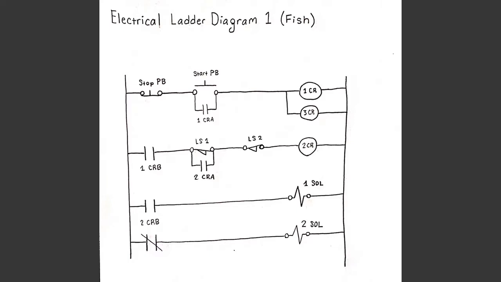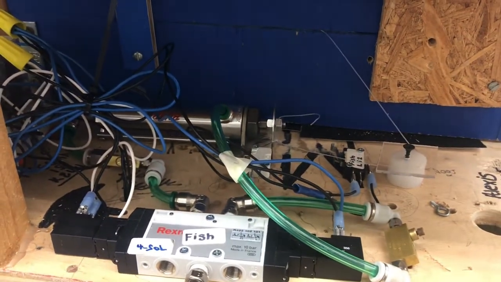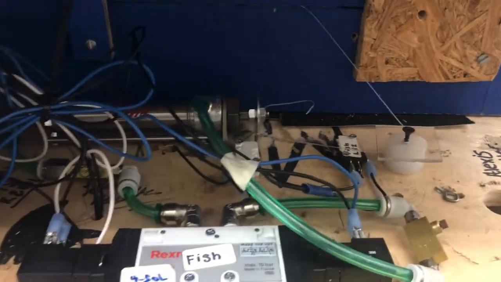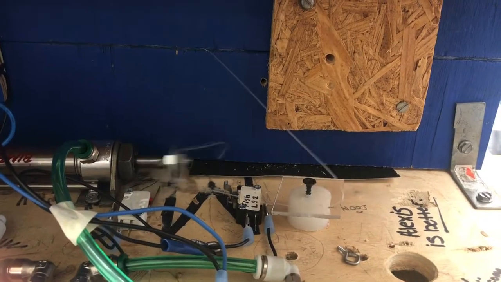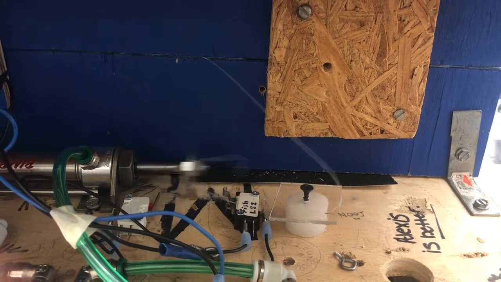This is the ladder diagram of our first circuit. Our first circuit uses control relays, a DCV, limit switches, and a pneumatic cylinder to create a reciprocation circuit. This circuit causes the cylinder to extend and retract, which controls the movement of our fish's tail through the use of our cabling system.